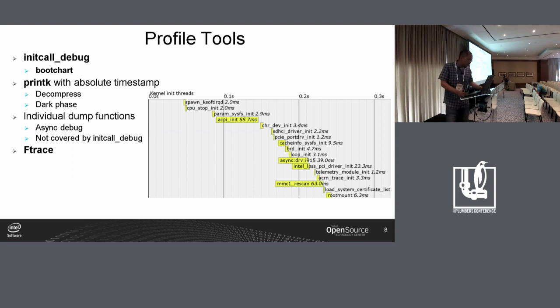Next are the tools to check the hotspots. With these tools, the boot chart, the predicate time, and the initial code debug, we can also check many things from the picture and the log. But there's still a lot missing, because for some functions not covered by the initial code debug, we don't know what's happening and need to give them special care. Simply, we can add some predicate at the entrance and the exit of that function.